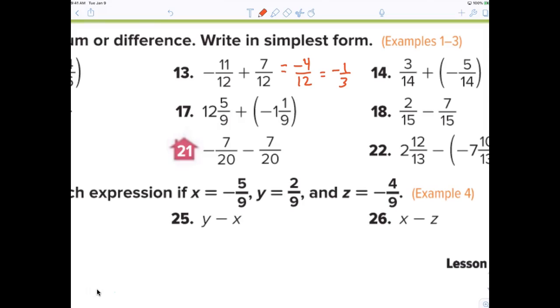Tell me, come on. If you owe me 11 and you have 7, you owe me 4. Do you agree with that or not? Yeah. Okay, good.